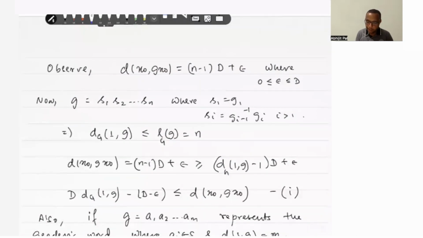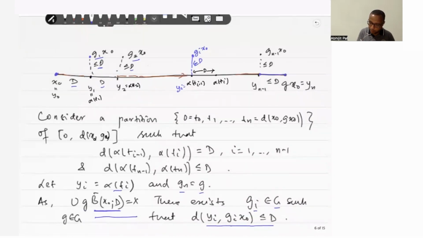Now we want to prove that this group G is quasi-isometric to the space X. So now observe that the distance between X naught and G X naught is equal to n minus 1 times D plus epsilon, where epsilon is greater than or equal to 0 and less than or equal to D. So it follows from the partition that we have chosen. The way we have chosen the partition, it follows from there.